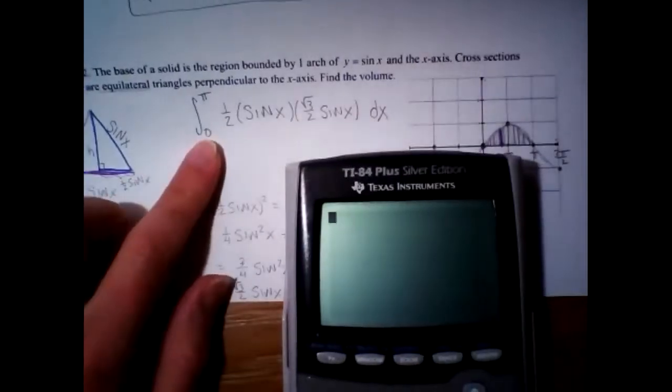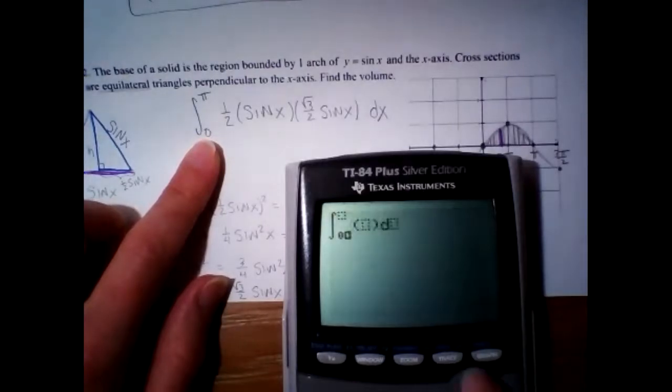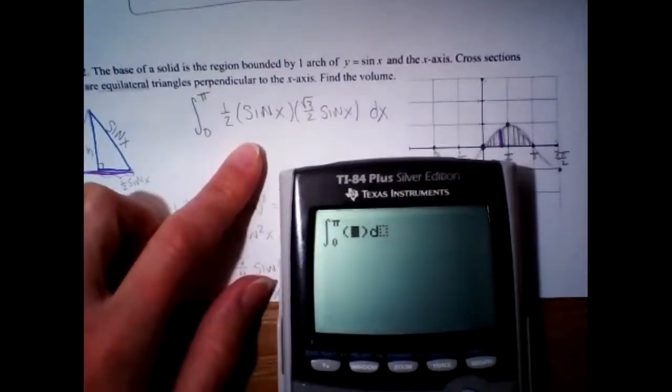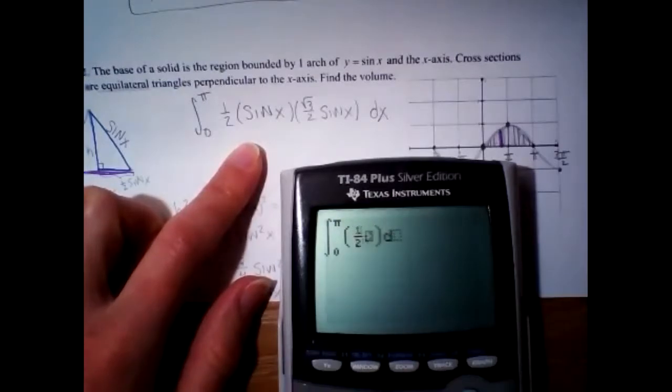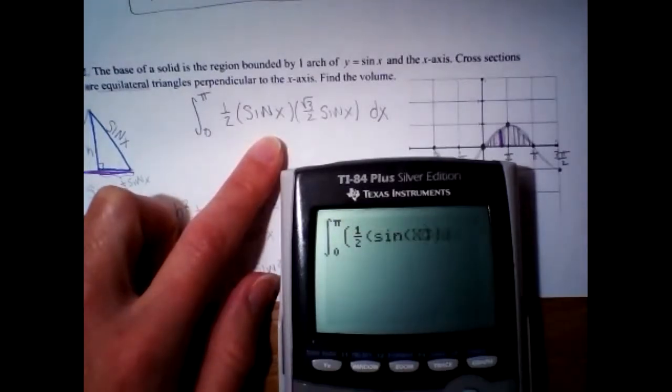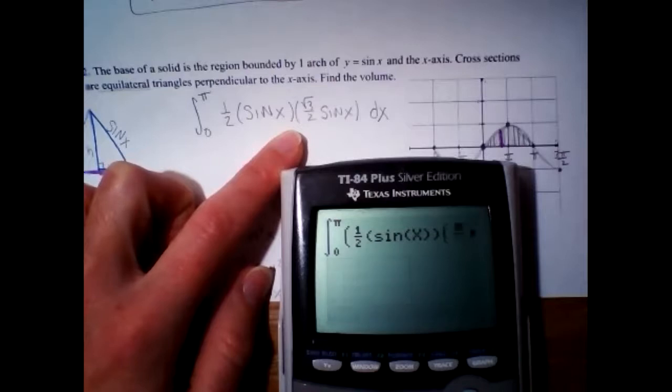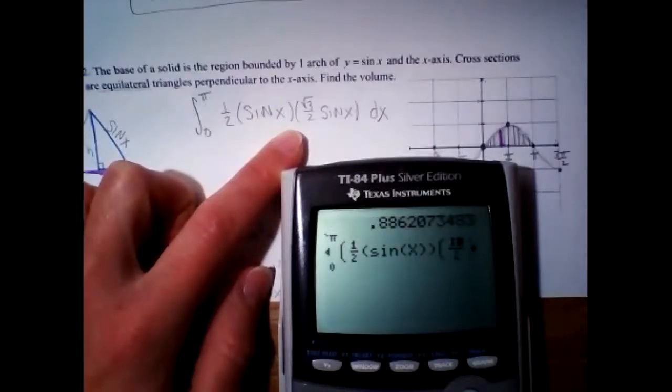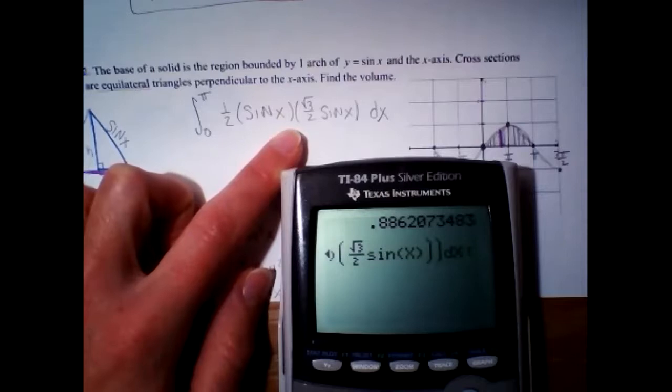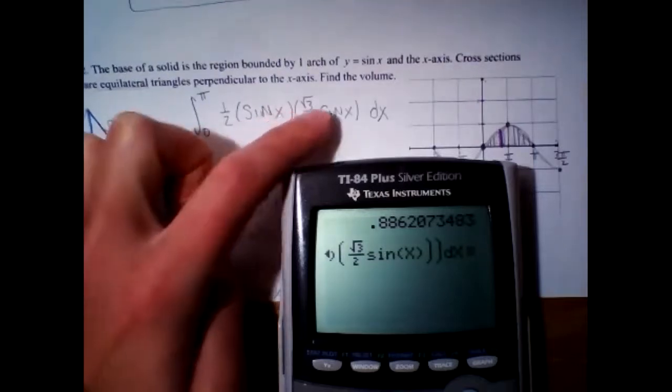All right, so we're going to do integral from 0 to pi. And then in here, we're going to have 1/2 times sine of x, and then times another fraction, square root of 3 over 2 sine of x dx. It's a lot to type. You type it exactly like it looks right here, but it's still a lot.